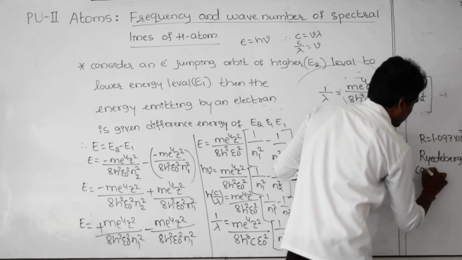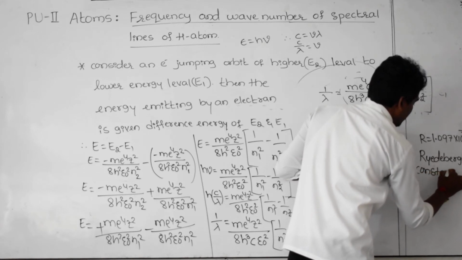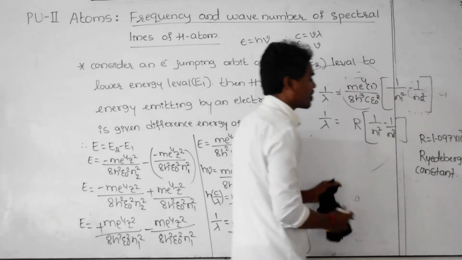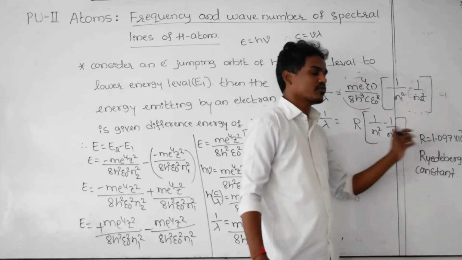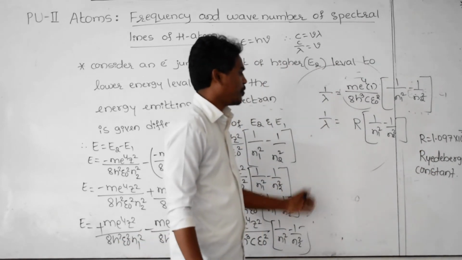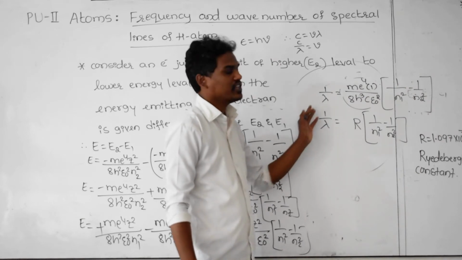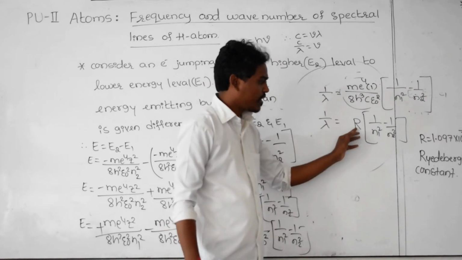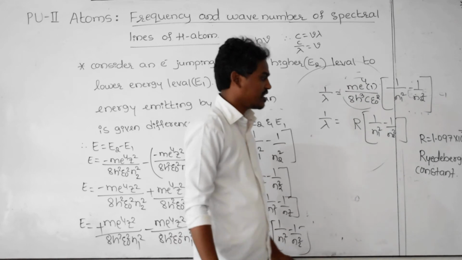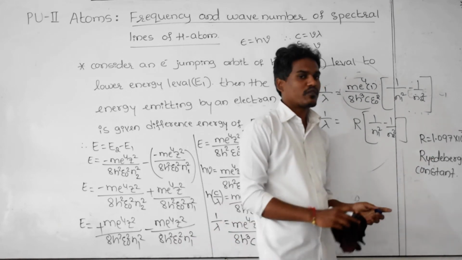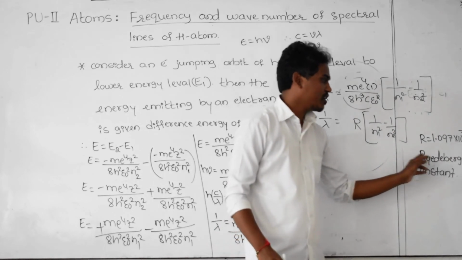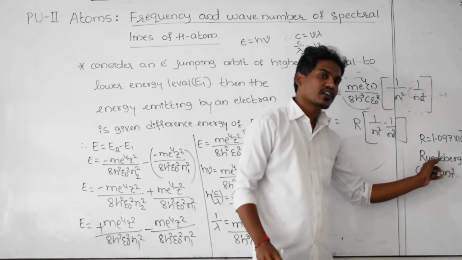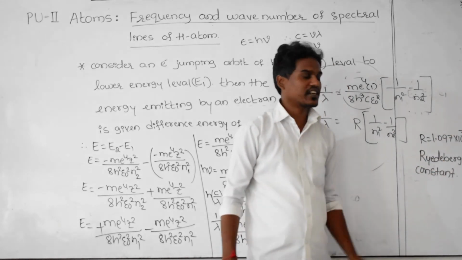Rydberg's constant is named after the scientist who found out this value. His name is Johannes Rydberg. He gave this value for calculation of wave number or wavelength of each and every spectral line. This value is constant for every spectral line, that's why that value is equal to 1.097 into 10 to the power 7 per meter. And this value is named after that scientist.